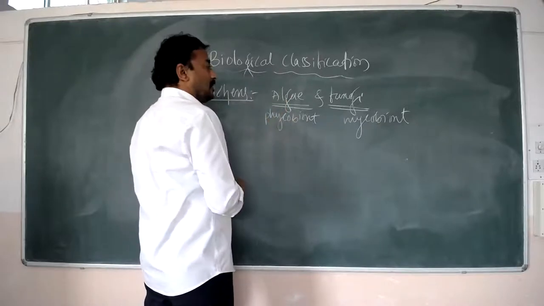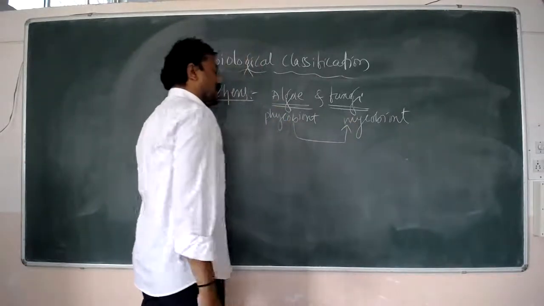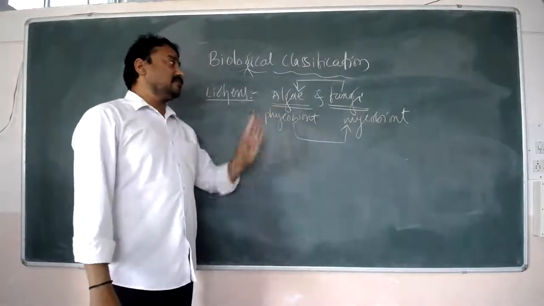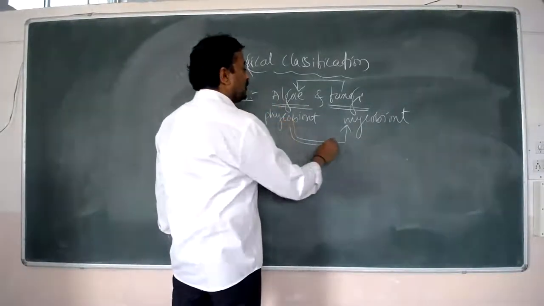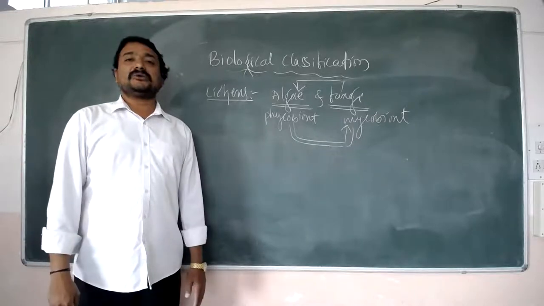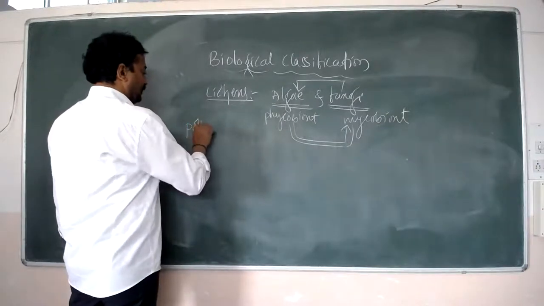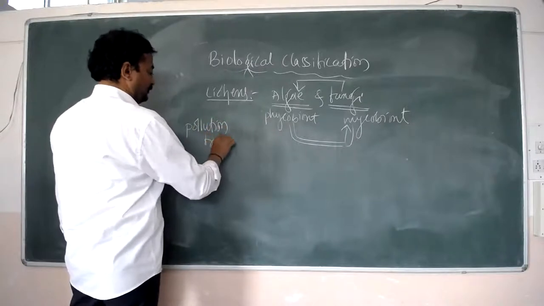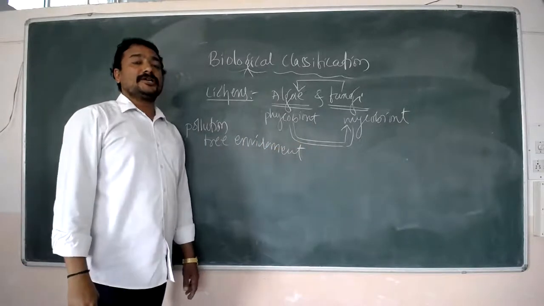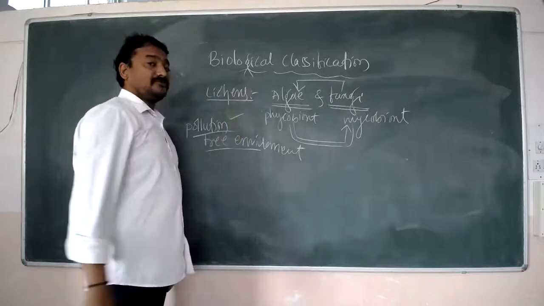The phycobiont, which is the algal component in lichens, prepares food material and gives it to the fungi. Fungi in turn are helpful in absorbing the nutrients and essential materials, and they give them to the algae. In this way, both the algal component as well as the fungal component are mutually benefited. Such an arrangement is called lichens. Remember, these lichens usually grow in pollution-free environments. They do not grow in polluted environmental conditions.